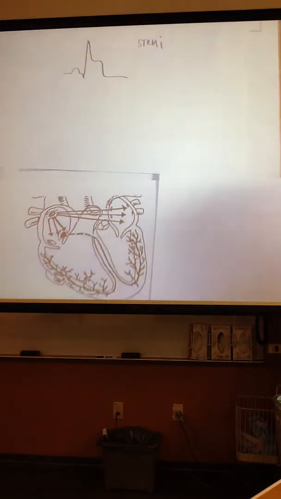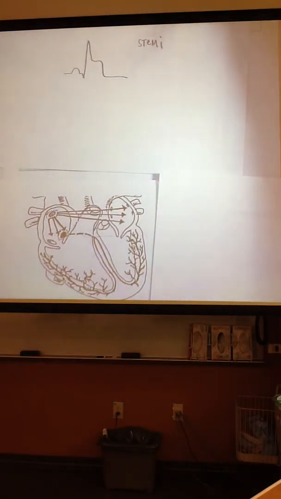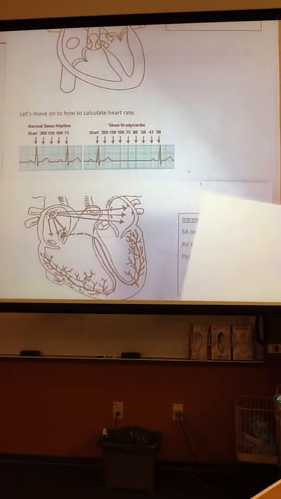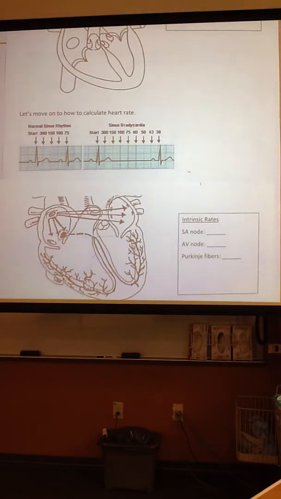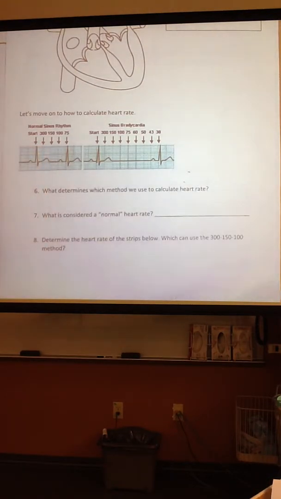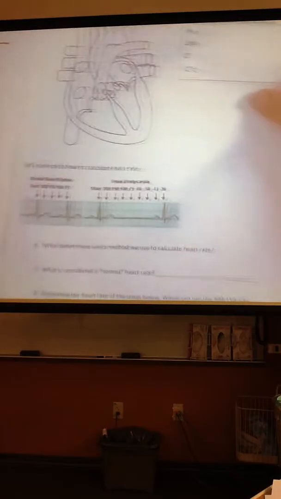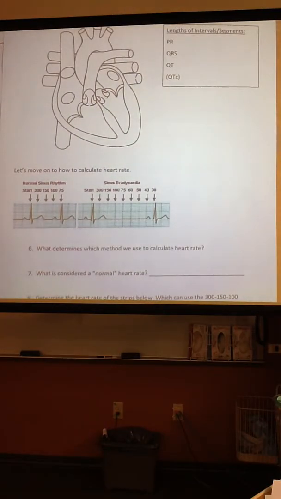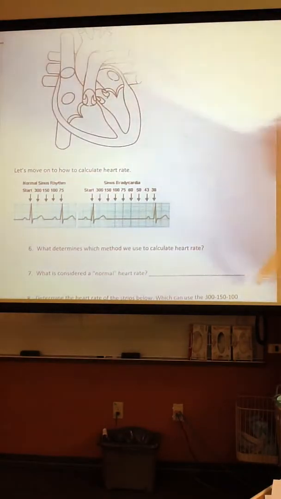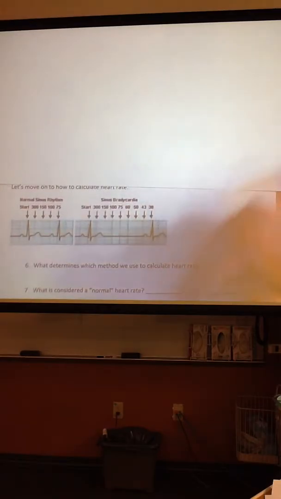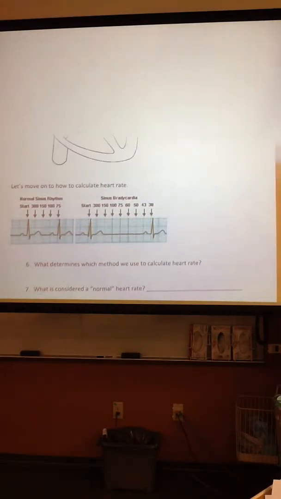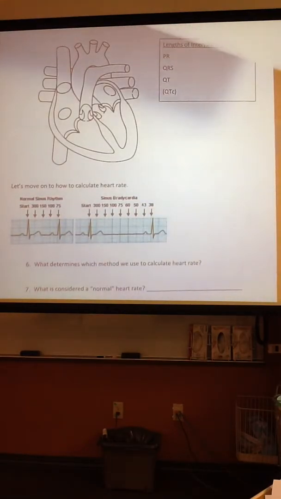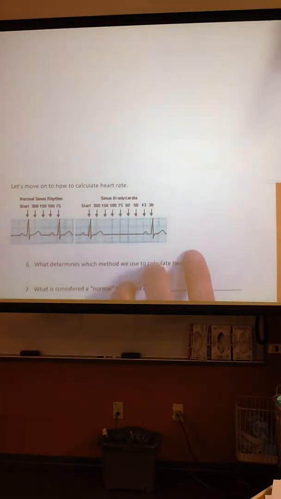So just a little bit about what we want to know for the movement of the electrical conductance through the heart, and then how does that relate to what you're going to see on the EKG segment.